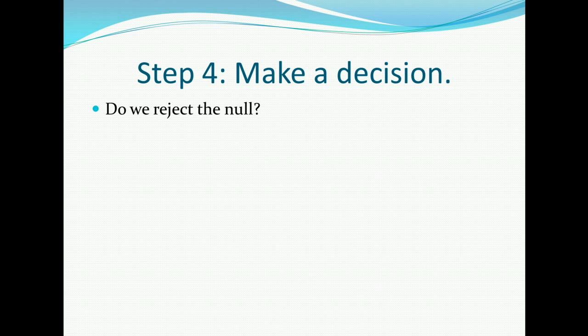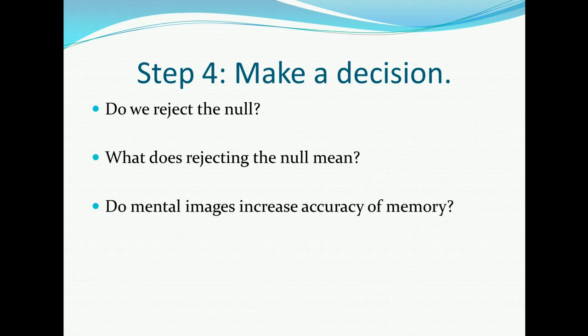So do we reject the null? Yes, we do, because our T test statistic value was 4, and yes, it was 4 exactly. And that exceeds the critical value of 2.10. So we can reject our null hypothesis in this case. And what does rejecting it mean? It means that there's probably some effect of using mental imagery to recall different noun pairs like dog and bicycle. So do mental images increase accuracy in memory? It appears to be the directionality of it.